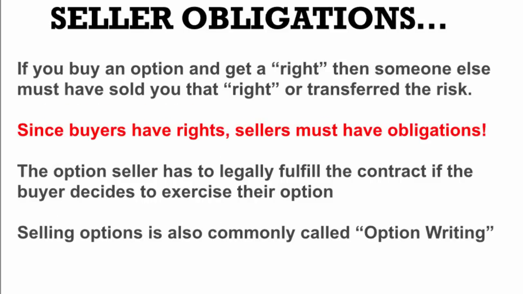So, option selling obligations. If you buy an option and you get a right, then someone else must have sold that option to you, and that right has transferred the risk. So since buyers have rights, sellers must have obligations. That's how it works. There are two sides to every coin. The option seller has to legally fulfill the contract if the buyer decides to exercise their option. Selling options is also widely called option writing. And that's what you typically see on most websites, either option selling or option writing.